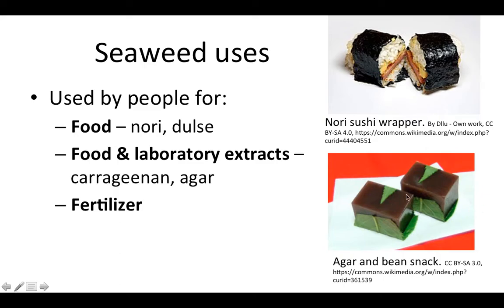Another place you'll see agar is in petri dishes. For example, if you look at your fern gametophyte petri dish, which you are growing now, the substance on which we are growing the gametophytes is in fact agar. Finally, seaweed can be collected and spread on fields for use as a fertilizer.